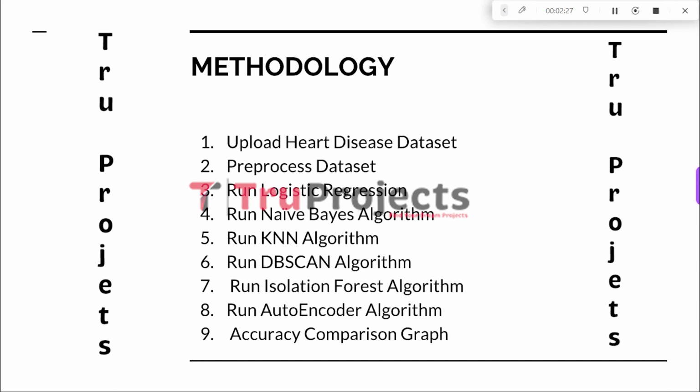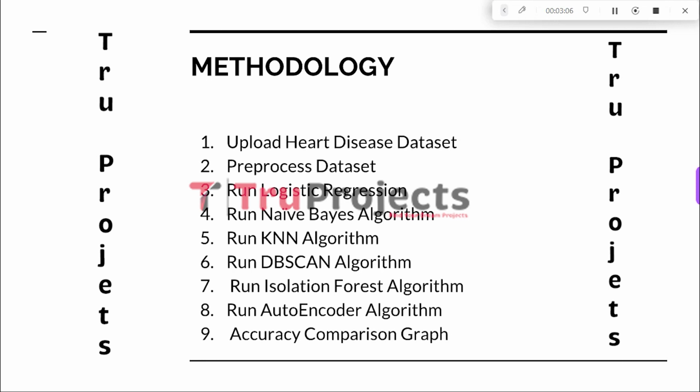And the third module is run logistic regression. This module focuses on training and running the logistic regression algorithm on the pre-processed dataset. The algorithm learns patterns from the input features to predict the presence or absence of heart disease. And the fourth module is run Naive-Bayes algorithm. This module trains and runs the Naive-Bayes algorithm on the dataset. This is a probabilistic classifier that assumes independence between the features and calculates the likelihood of an instance belonging to a specific class.